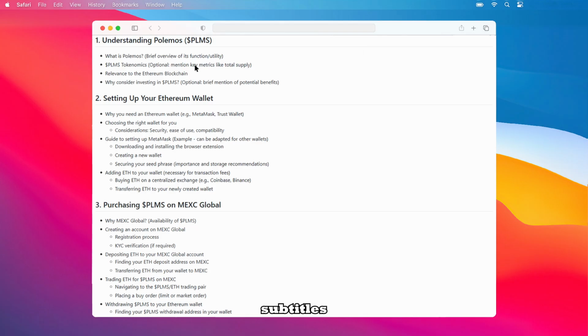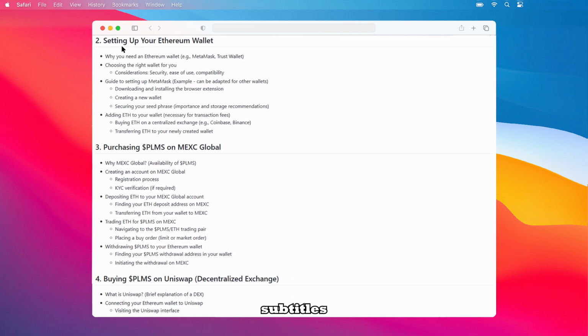You'll need to download and install the browser extension, then create a new wallet. The most crucial step is securing your seed phrase, so be sure to store it safely and follow the recommendations for secure storage. You'll also need to add ETH to your wallet, which is necessary for transaction fees. You can buy ETH on a centralized exchange like Coinbase or Binance, and then transfer it to your newly created wallet.